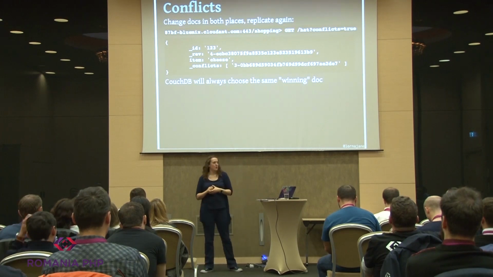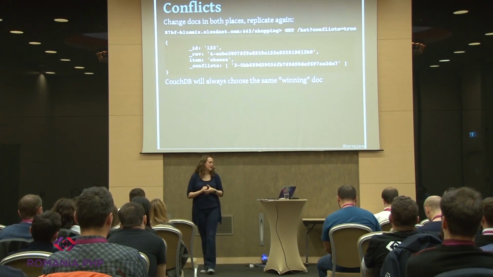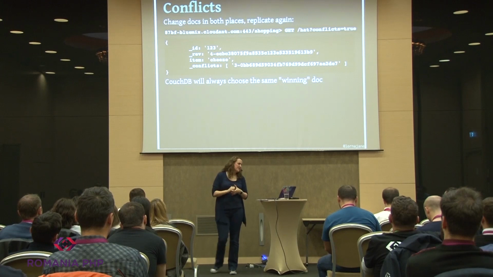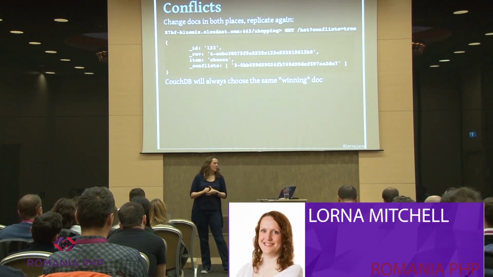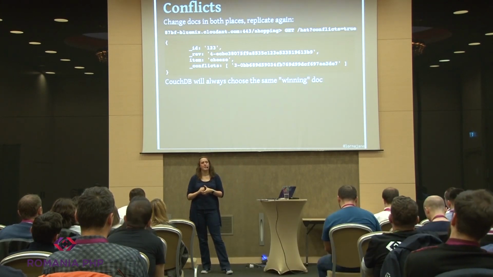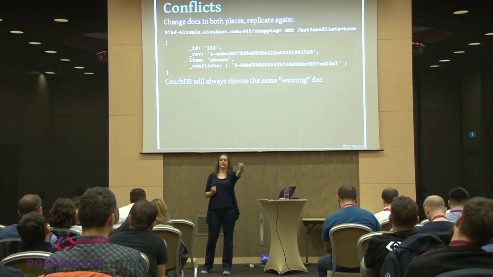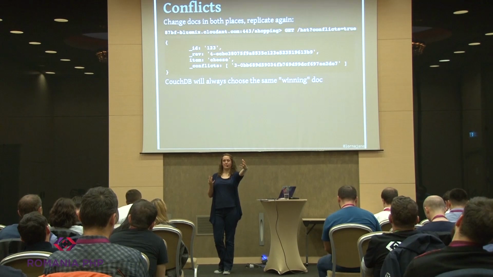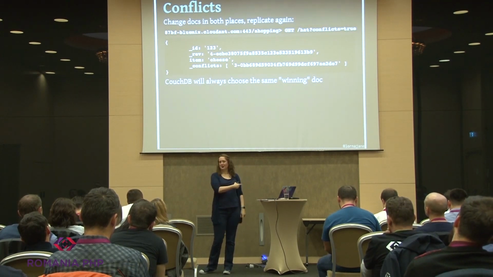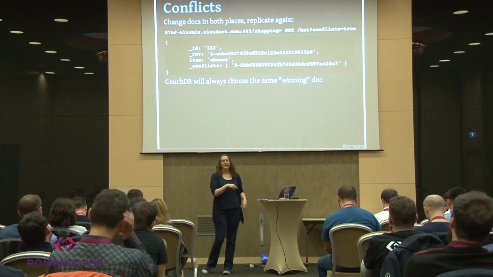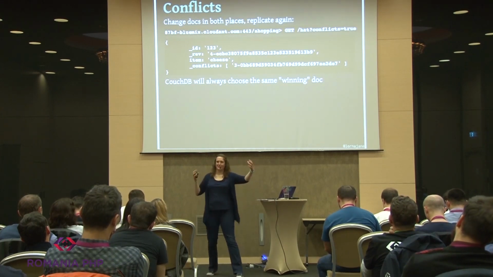So what happens if you change things in both places, then you try and replicate? So in this case, I've done one-off replication. Two databases have been replicated. The object exists in both places. I edit it in both places. Note that my shopping list example doesn't have an edit button. Yeah, if you edit in both places, now you're in trouble.